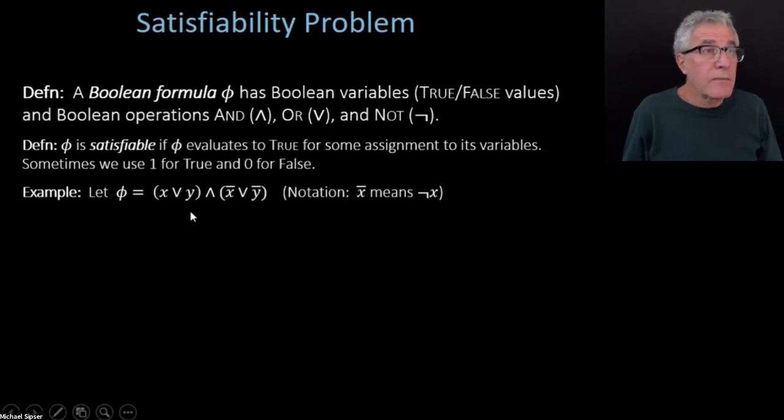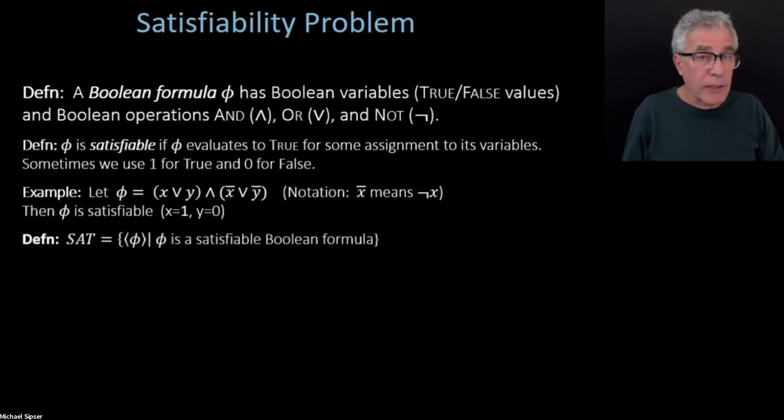And in fact, there is. If you make x true and y false, then both of these parts will evaluate to true, and then you'll have true and true. So we found a satisfying assignment to this formula. It is, in fact, satisfiable. So if you say x is 1 and y is 0, yes, this is satisfiable.